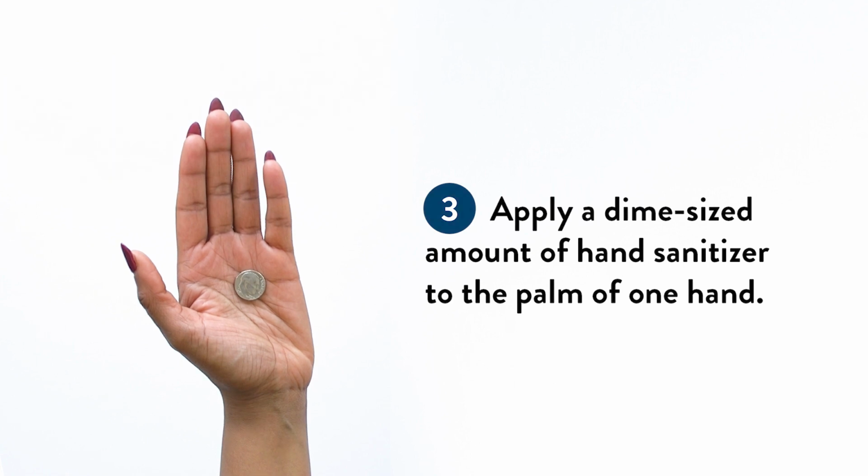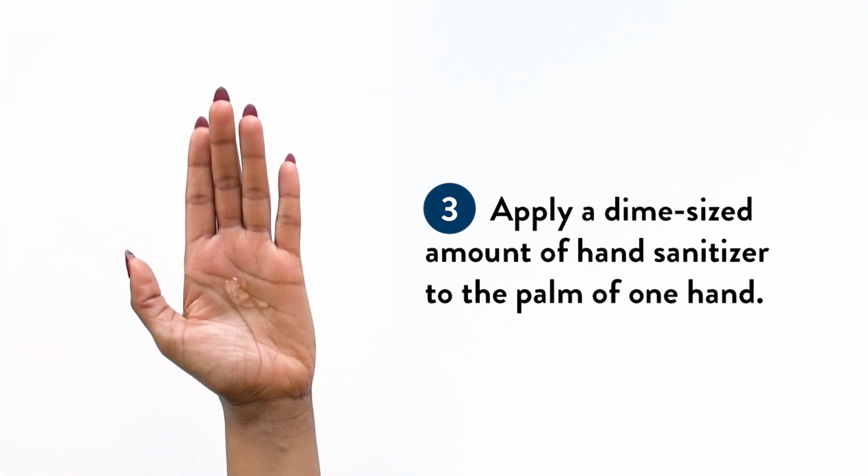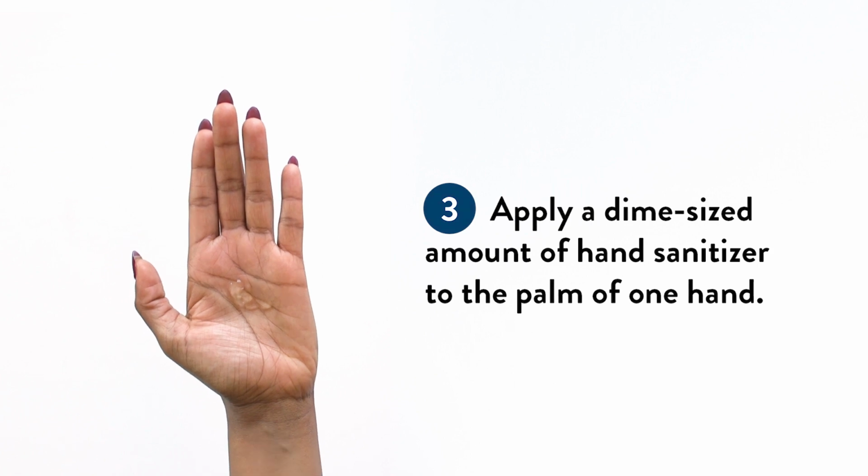The screen blurs and clears. There is now a dime on the palm of the hand to show the relative size of the hand sanitizer. The screen blurs and returns to the original palm with the hand sanitizer.